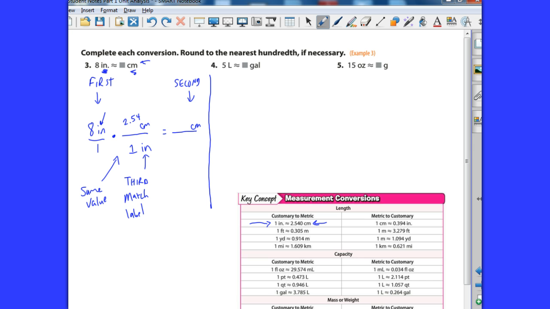So here's what happens. This inch and this inch cancel out, just like I said, if I had 8 here and 8 here, it would cancel out. You can do the same thing with centimeters or with the inches. Now look what you're left with. You have centimeters here, and that's what your target was. So now what you do is just the math, 8 times 2.54, and that works out to be 20.34. So 8 inches is equal to 20.34 centimeters. And there you have it.